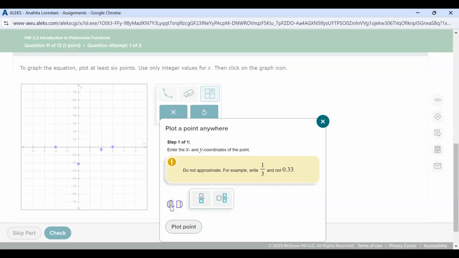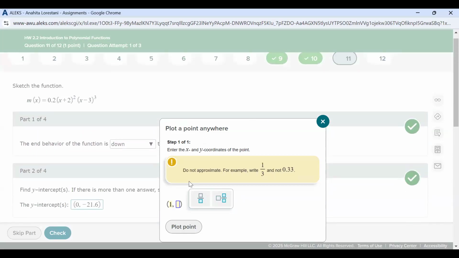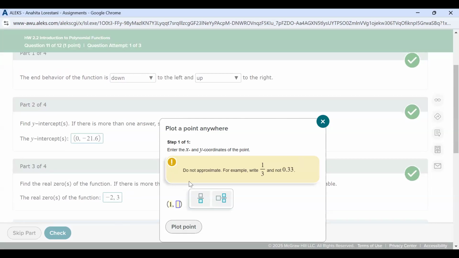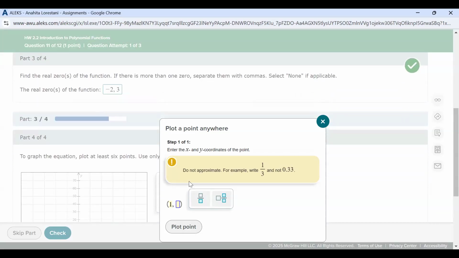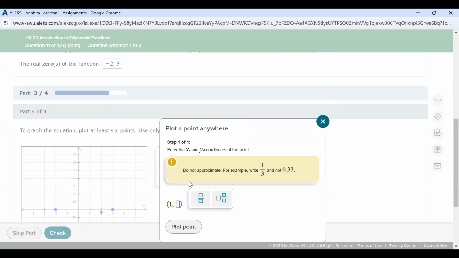And then I picked 1. And when I picked 1, I got 1 plus 2 is 3. Yeah, that's the one. When I got 1, I got -14.4.